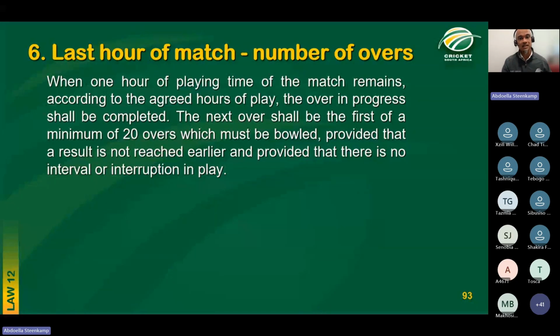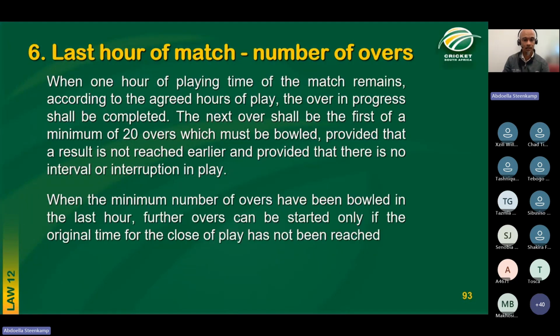So now the law wants a certain number of overs to be bowled in that last hour. A minimum of 20 overs needs to be bowled in that last hour. As soon as we get to 4 o'clock, the umpires will signal to everyone, including the scorers, that we have now reached the last hour. Now the law wants a minimum of 20 overs to be bowled. So if we get to 5 o'clock and only 15 overs have been bowled by the fielding side, play will continue for 5 more overs.